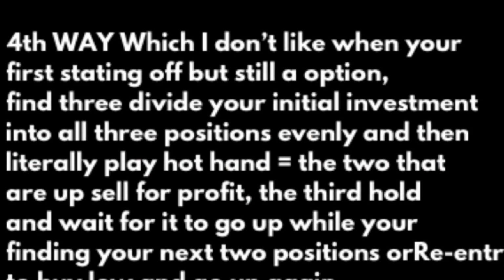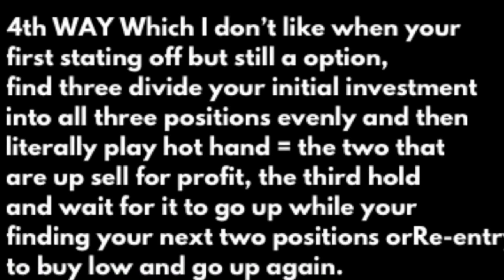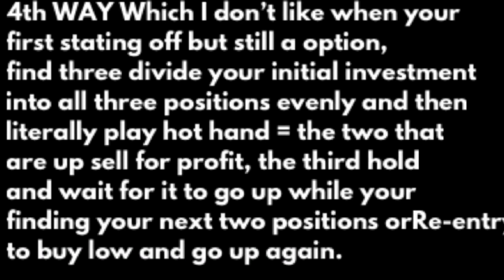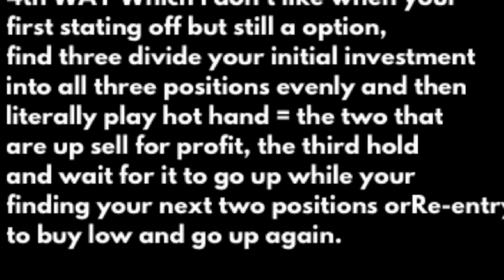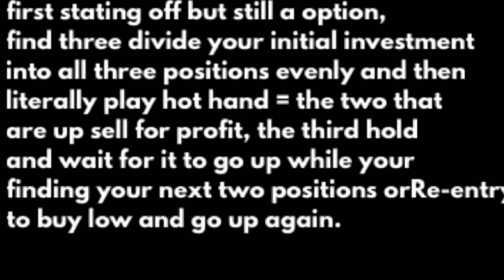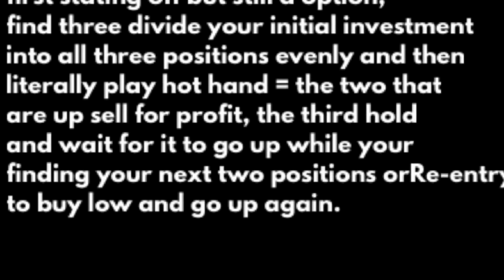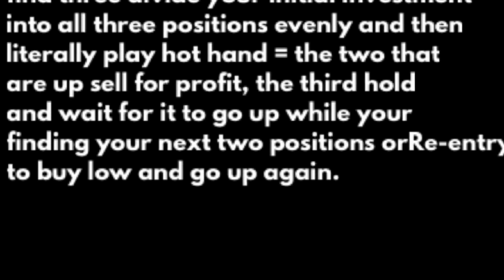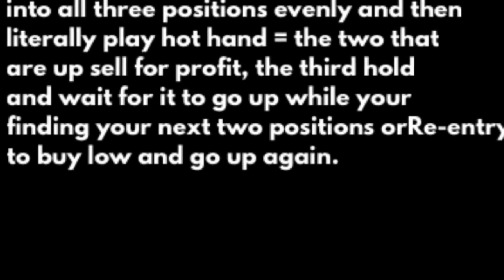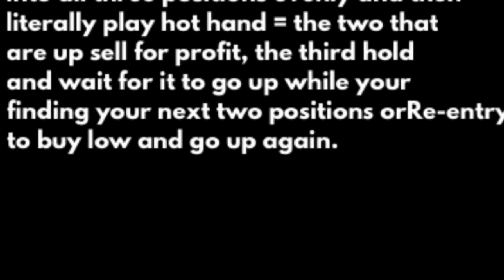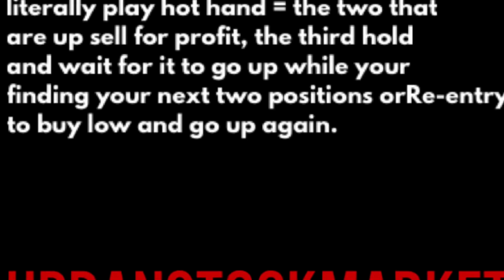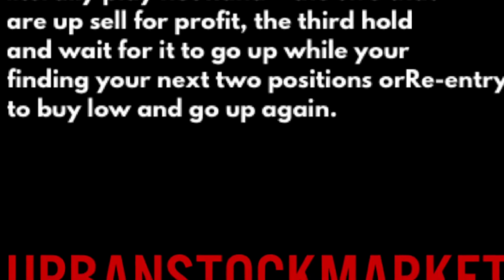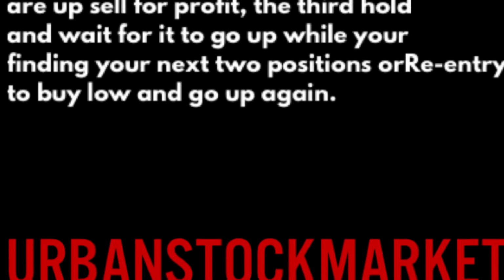The fourth way, which I don't like when you're first starting off, but still an option, is find 3 positions, divide your initial investment into all 3 positions evenly, and then literally play hot hand, which is the 2 that are up, sell for profit. The third, hold and wait for it to go up while you're finding your next 2 positions or re-entries to buy low again and go up again.